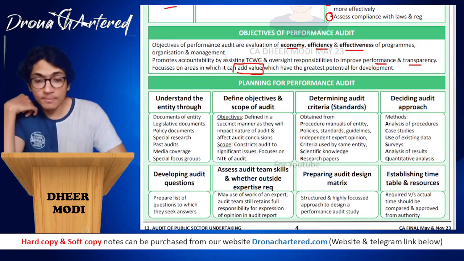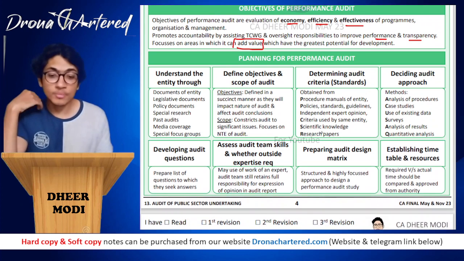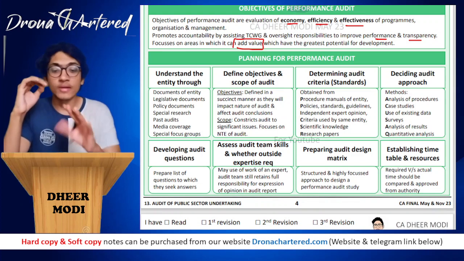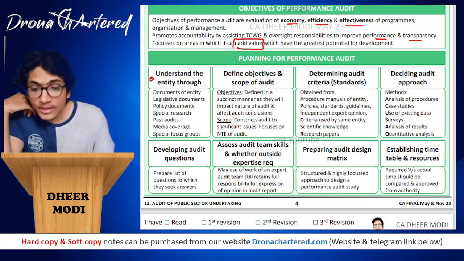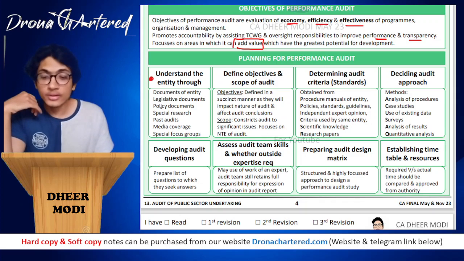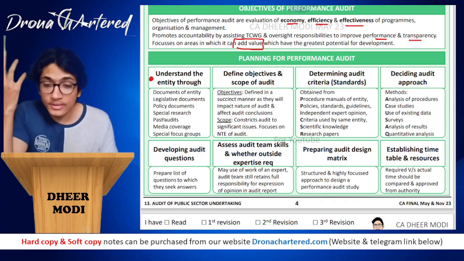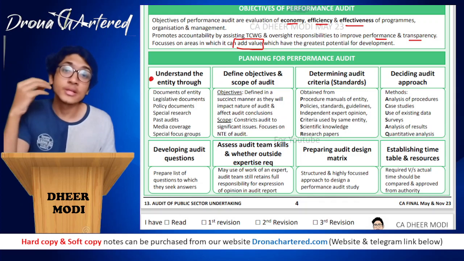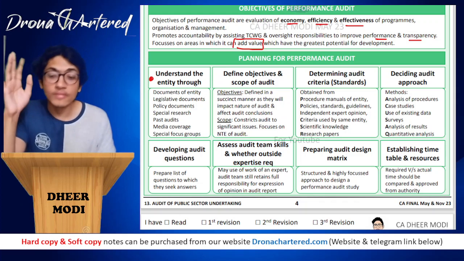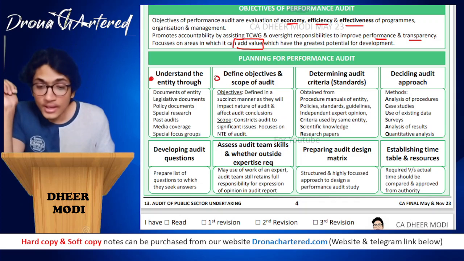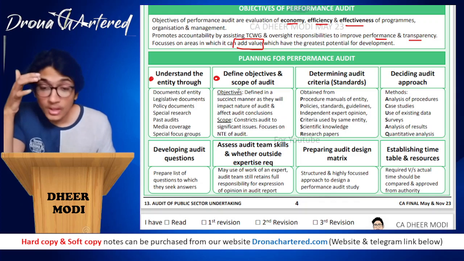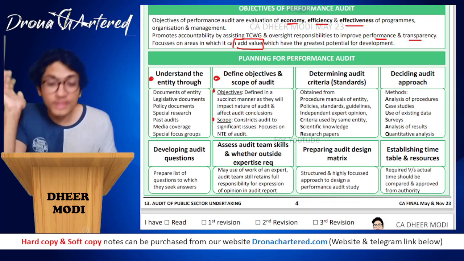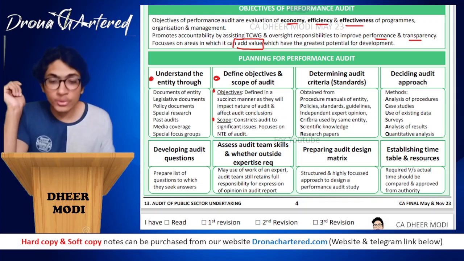Next is planning for a performance audit. I will read the head points and I want you to read the inner points on your own. Okay. So first is understanding the entity through certain documents, some board meetings that you can read, media coverage, any special focus group. All of this will be covered in understanding the entity. Second is define objectives and scope of audit. So objectives and scope both have been defined over here. If you want, you can pause the video and read.